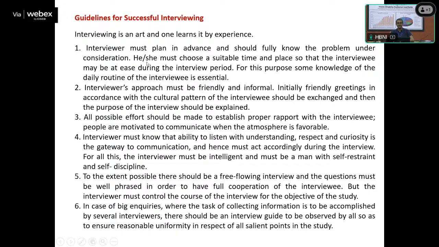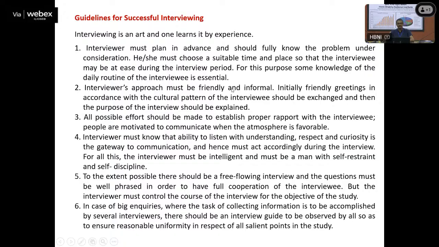He or she must choose a suitable time and place so that the interviewee may be at ease during the interview period. For this purpose, some knowledge of the daily routine of the interviewee is essential. Because if you go during his busy hours, he or she may not answer you properly, and the interview may fail because you will not get a proper answer. Instead, if you have an idea about the daily routine of the interviewee, you can go in his free hours, where he can relax and give you more appropriate answers.